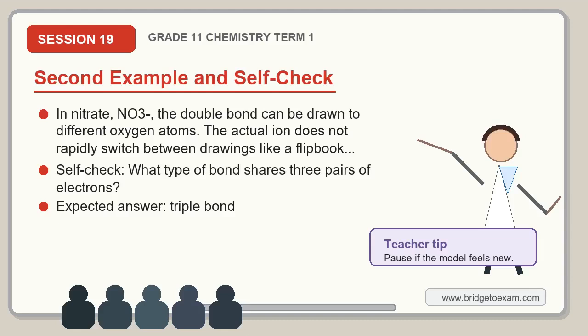Now answer this self-check. What type of bond shares 3 pairs of electrons? A strong answer should include triple bond. Hint: single shares 1 pair, double shares 2, triple shares 3.